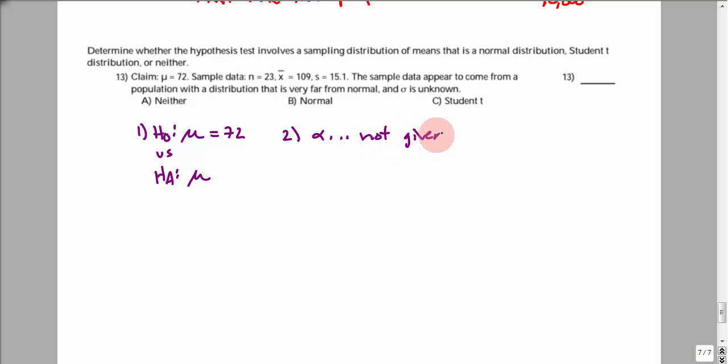Now, what they're asking for here is basically to work with the test statistic. The question is, what test statistic do we use? Do we use a T or a Z? So let's go ahead and look at what we have.